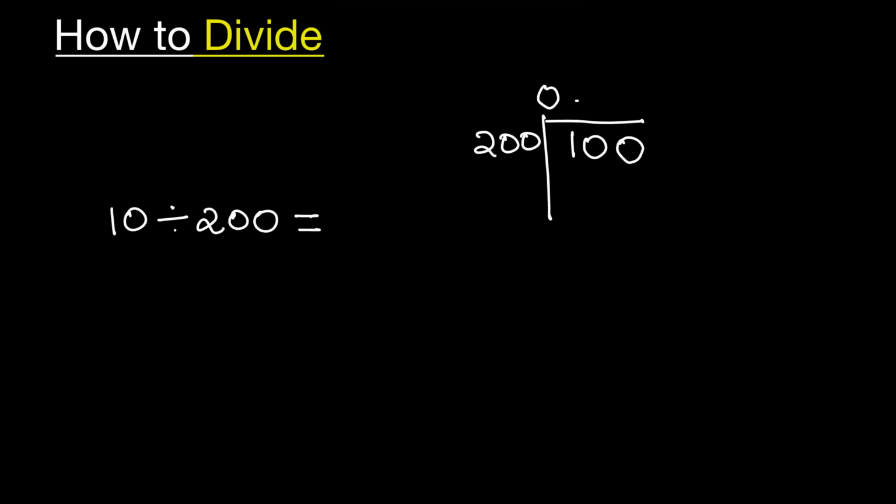Now again see that this 100 is less than 200. That is why we will again borrow one zero, and for that we need to put a 0 here. Now we know that 200 times 5 is equal to 1000. Subtract, we get 0. Now see that we have got the number 0. That is why we will stop here. Therefore, 10 divided by 200 is equal to 0.05. And this is our final answer.